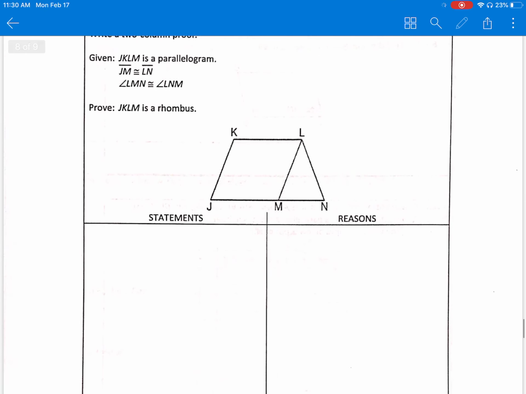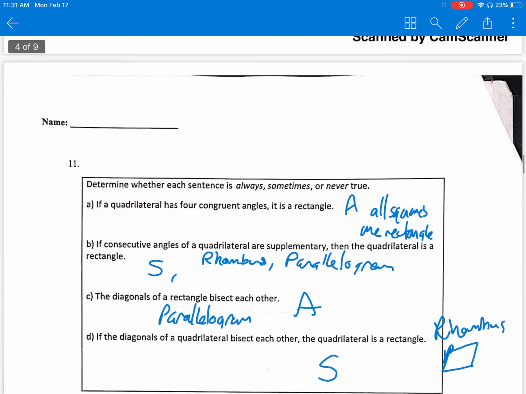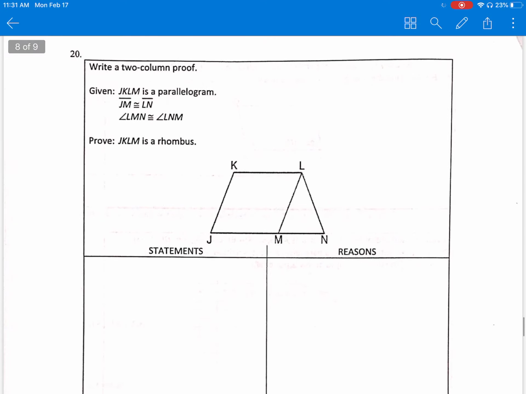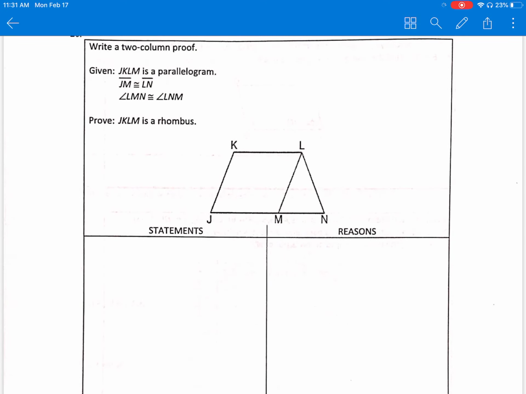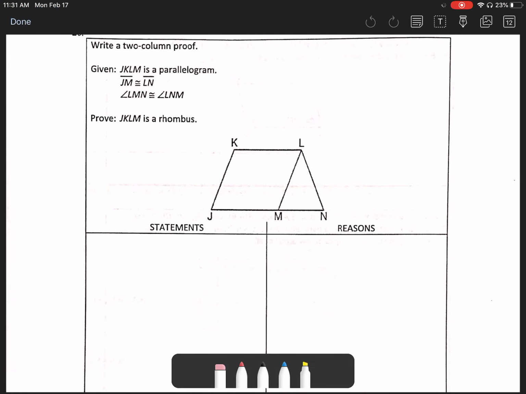And our last one is a proof that it's a parallelogram. Alrighty, so here we go. We're back to this. We go through, we write our givens. It says JKLM is a parallelogram. That's given to us. We know JM is congruent to LN. That is also given to us.